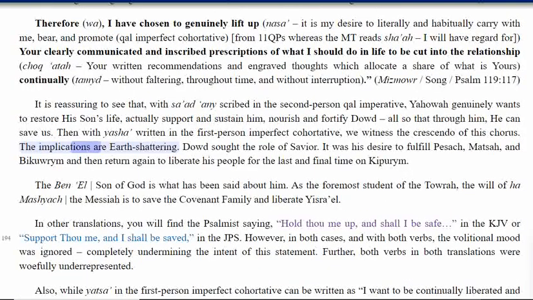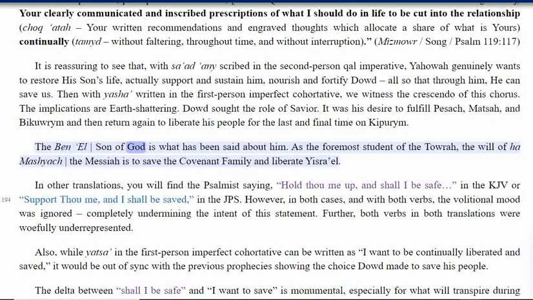The implications are earth-shattering. Dowd sought the role of savior. It was his desire to fulfill Pesach, Matzah, and Bikurim and then return again to liberate his people for the last and final time on Kippurim. The Ben El, Son of God is what has been said about him. As the foremost student of the Torah, the will of HaMashiach, the Messiah is to save the covenant family and liberate Israel.